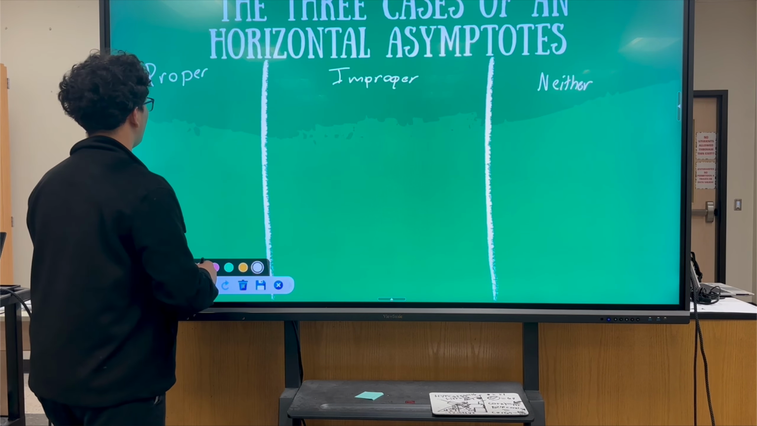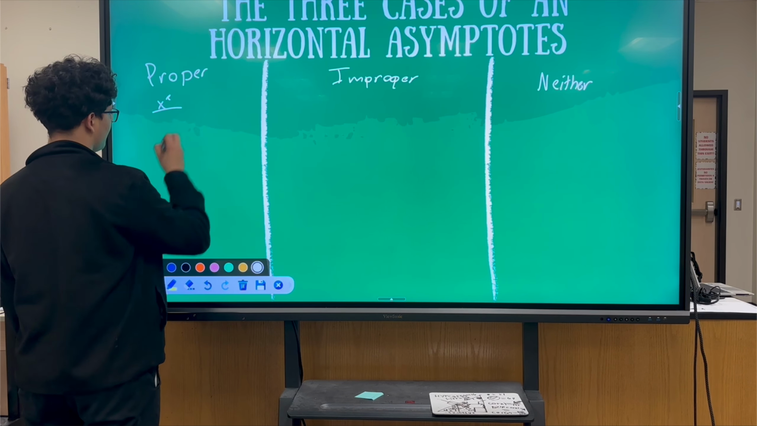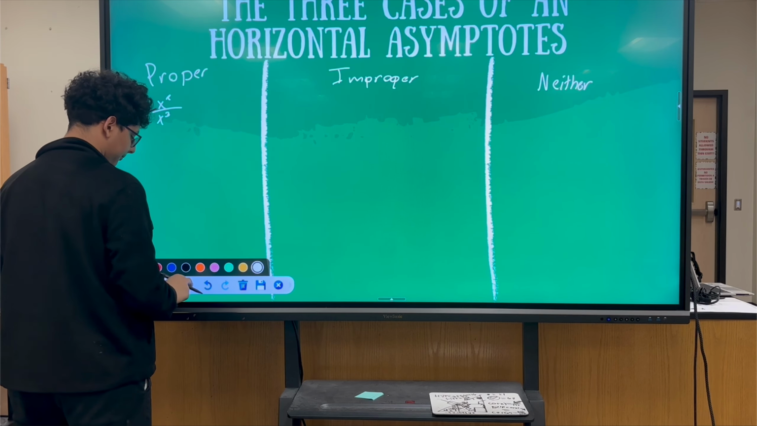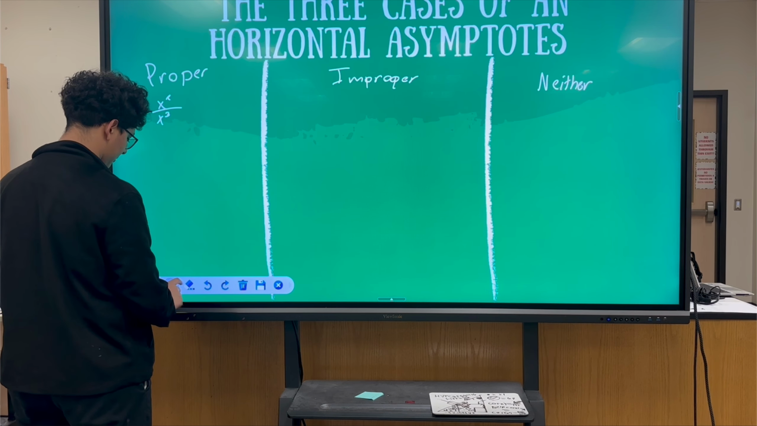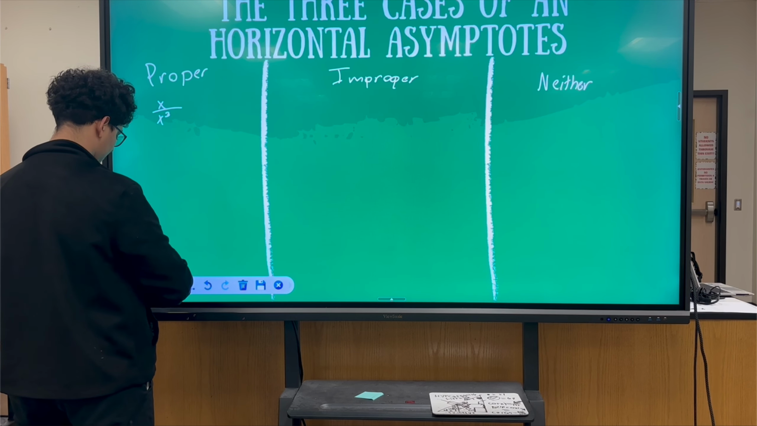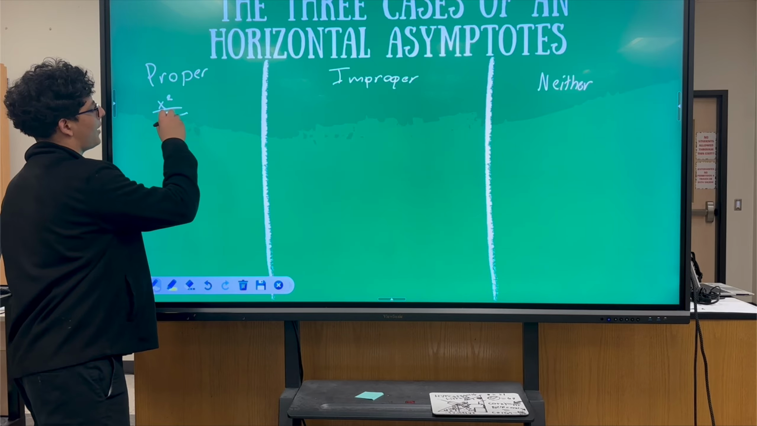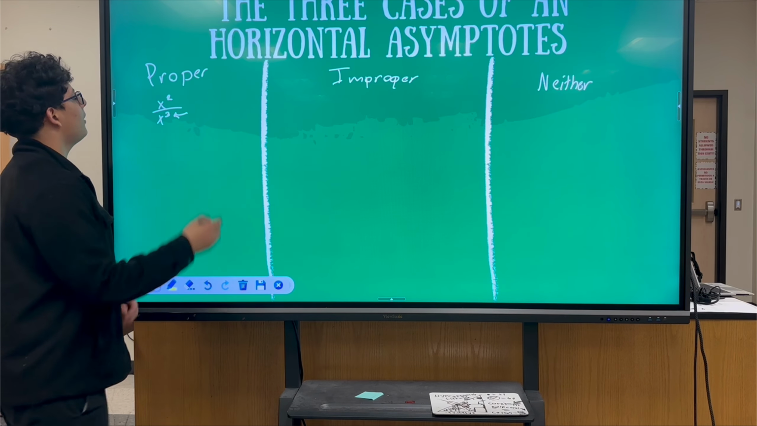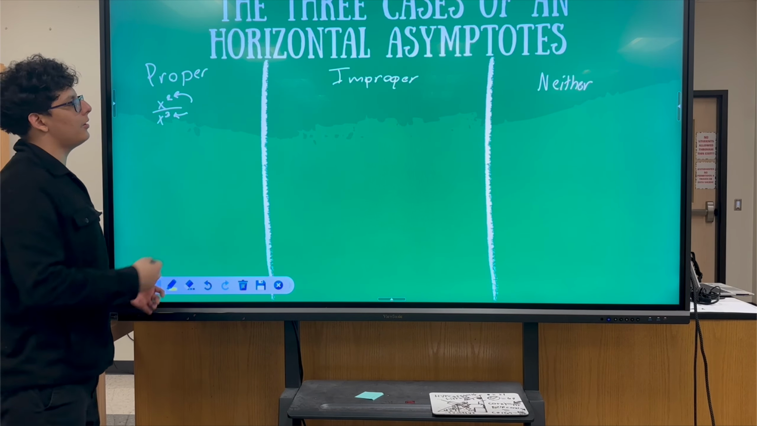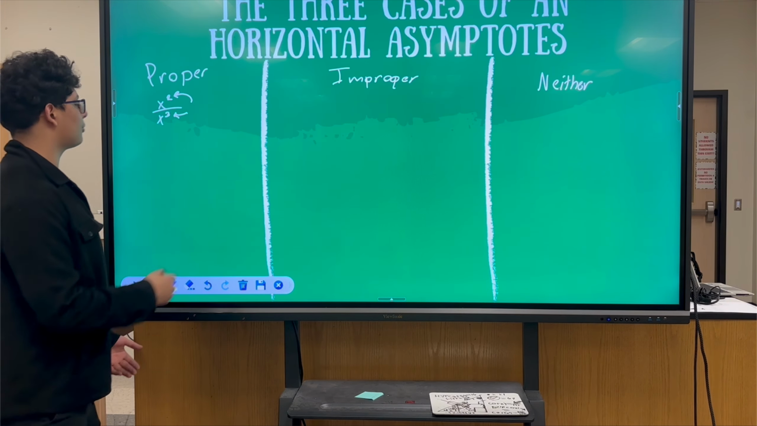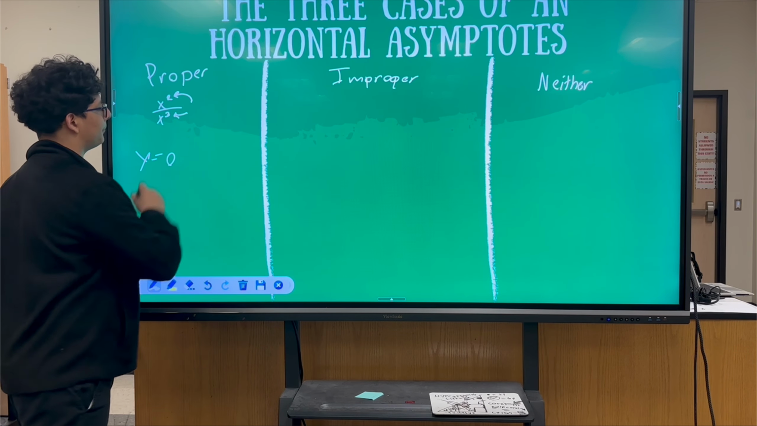So for proper, you have, let's say, x squared over x to the power of 3. For this one, as you can see, your denominator has a greater power than your numerator. This will consist as a proper function, since your denominator is bigger than your numerator. So what that means is that it will always have a horizontal asymptote at y equals 0.